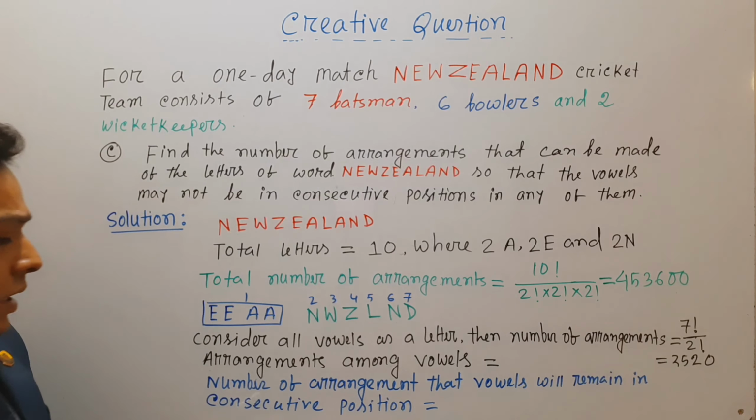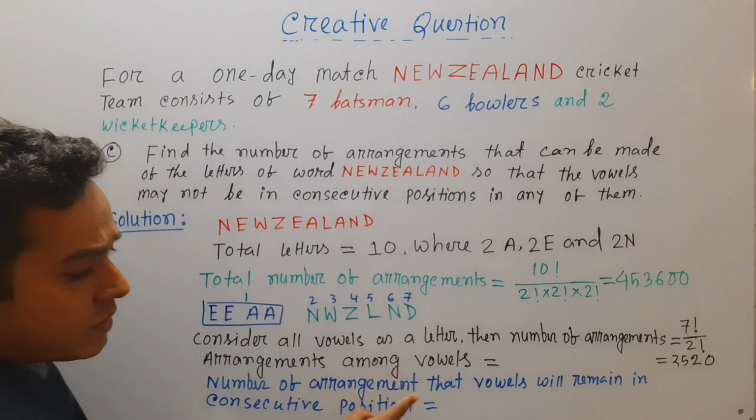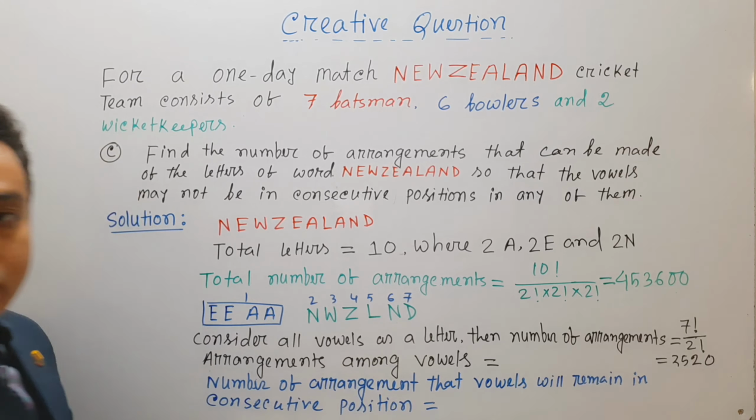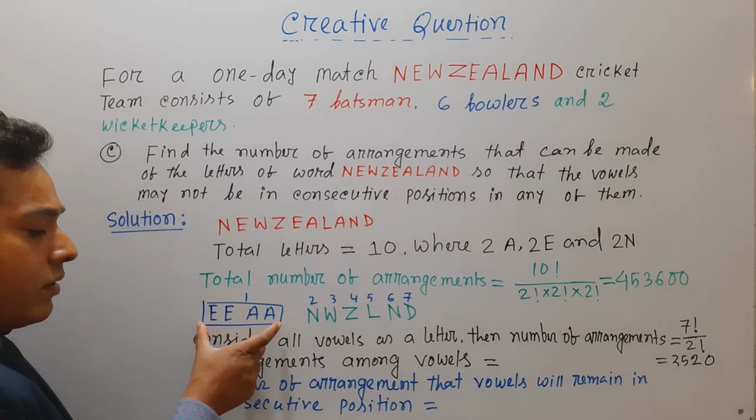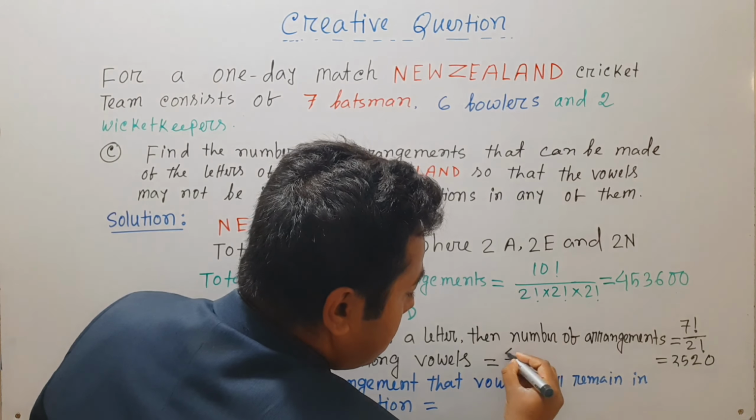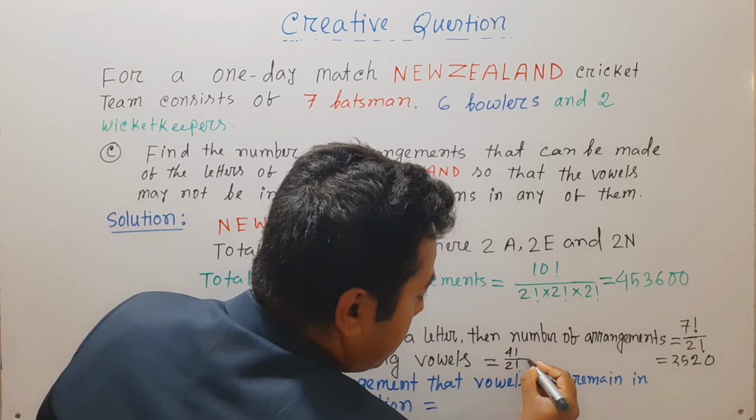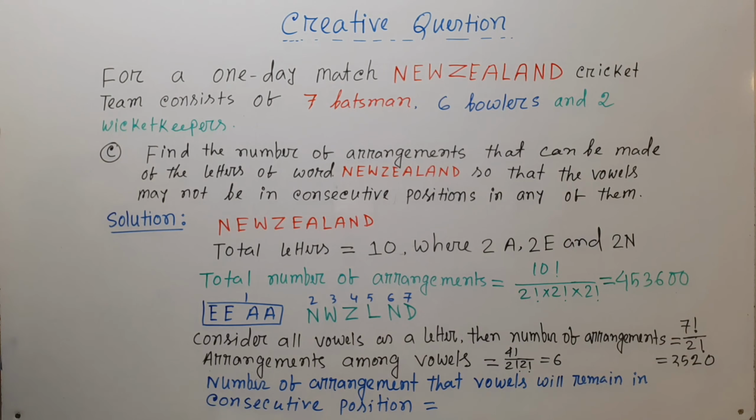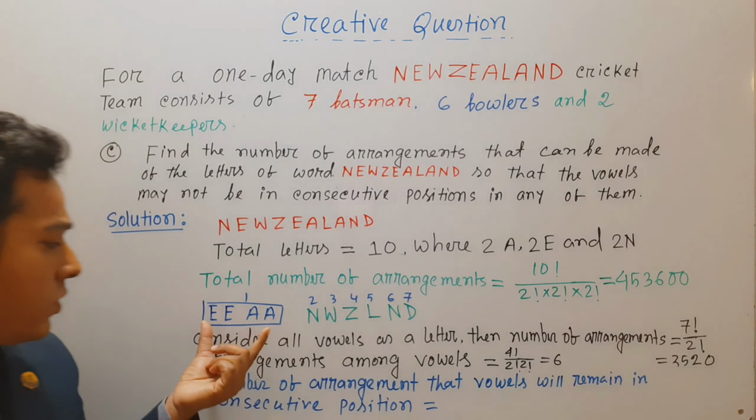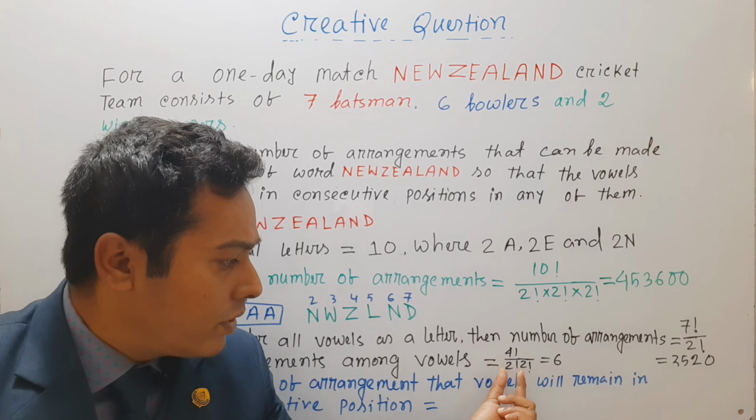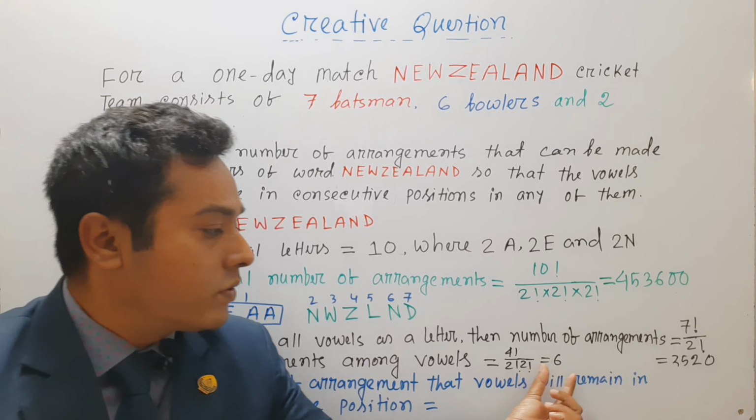Okay. Now the number of arrangements amongst the vowels. Here the total number of vowels is equal to 4. So the arrangement amongst vowels is equal to factorial 4 divided by factorial 2 and factorial 2, which is equal to 6, since the vowels are 2E and 2A.